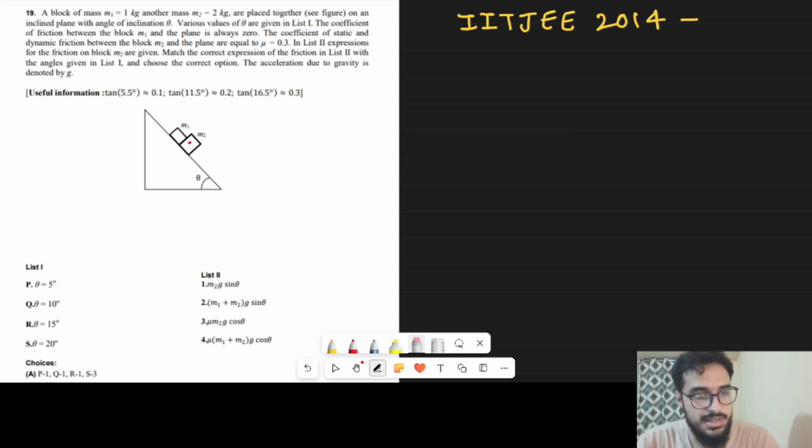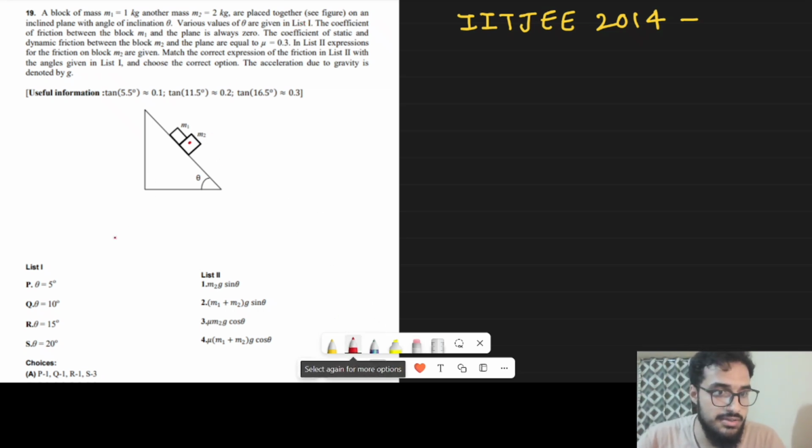This is a problem from JEE Advanced 2014 and it is from 11th, from Newton's laws of motion. It says there are two masses, 1 and 2 kg, on a wedge, and list 1 gives theta, that is the angle of inclination, and list 2 gives the expression for the friction. Fine, for block M2. Why M2? Because the coefficient of static and dynamic friction for M2 is 0.3 and the coefficient for M1 is always 0.